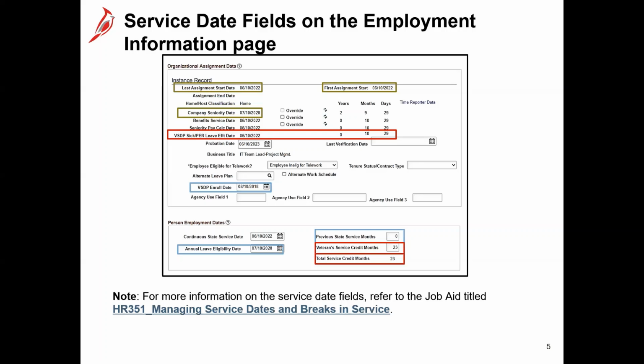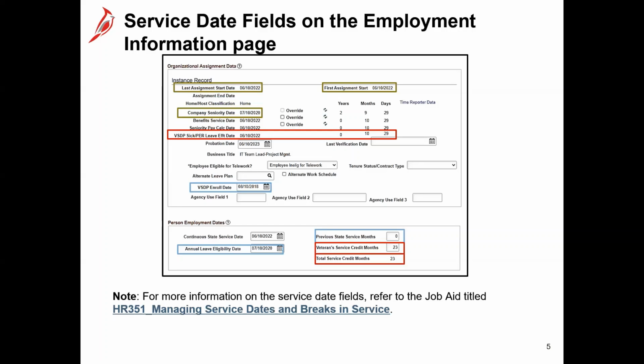Now, starting from the top of the page, our first important field is that VSDP, sick per leave effective date field. This is a new field that we have implemented in the Cardinal, and this field generates automatically by PeopleCode.